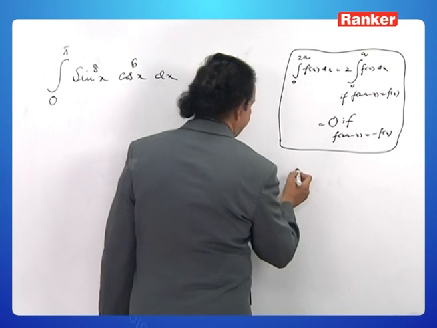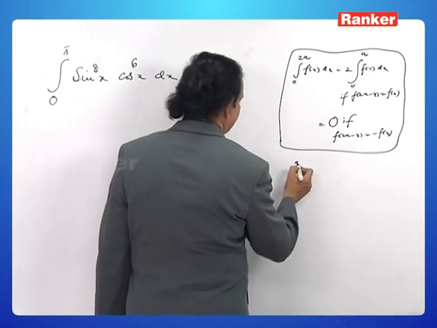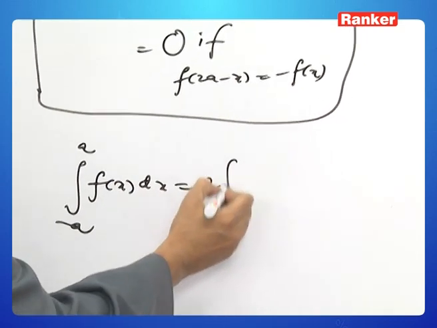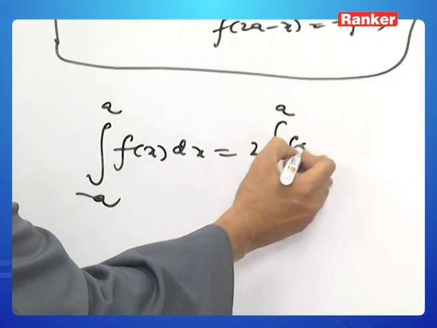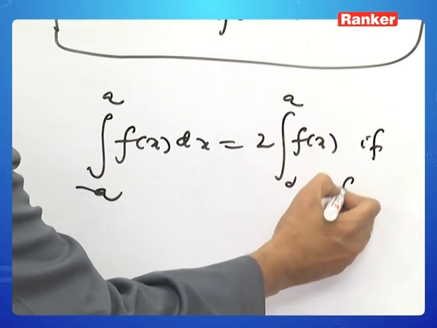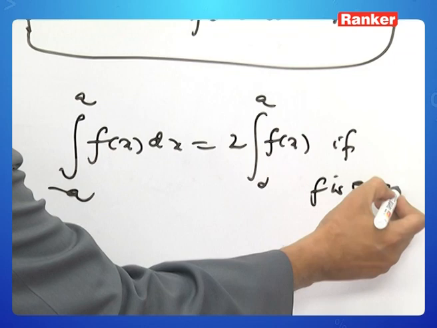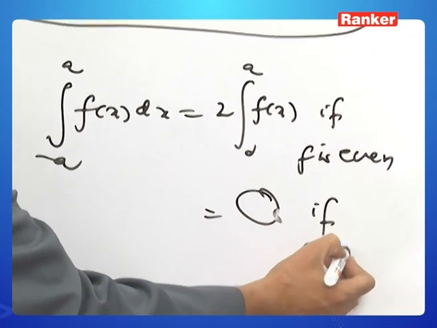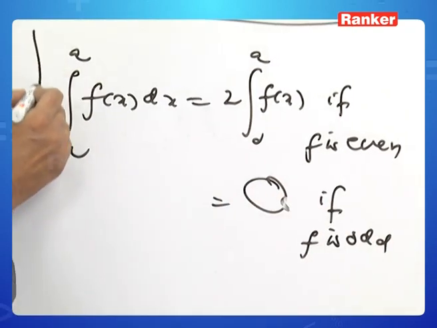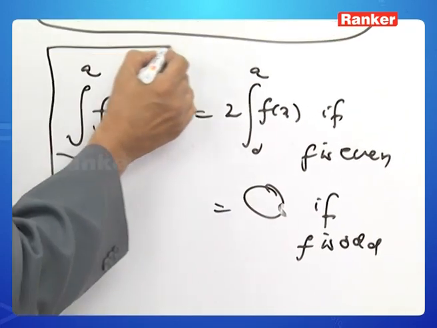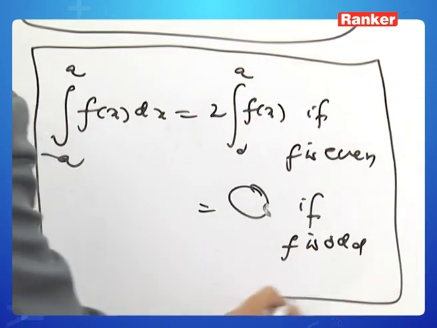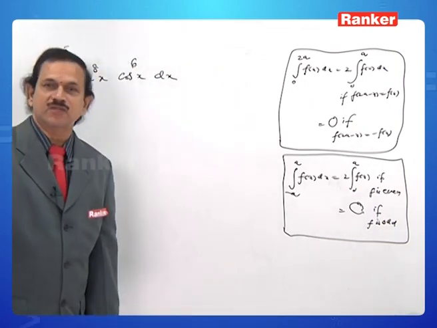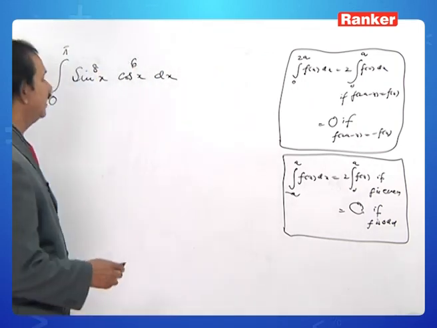Accordingly, we have one more formula also. Integral from minus a to a of f(x) dx is equal to 2 times integral from 0 to a of f(x) dx if f is even, and equal to 0 if f is odd. These are the most important formulas which we generally make use of. Okay, let us do that.